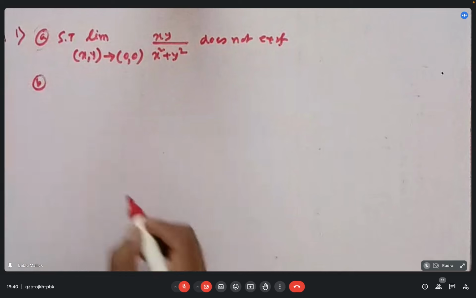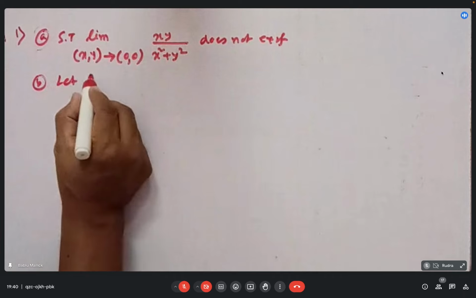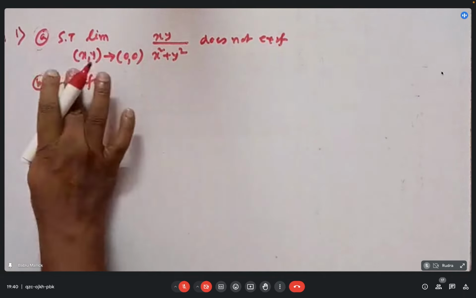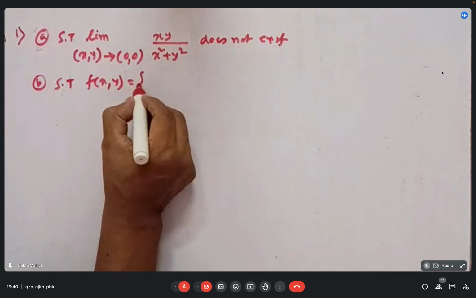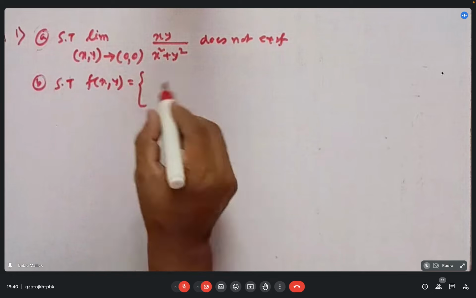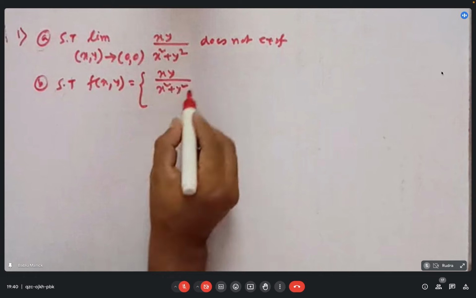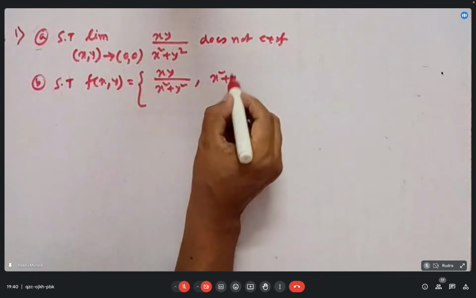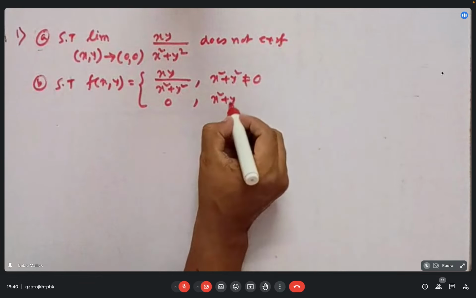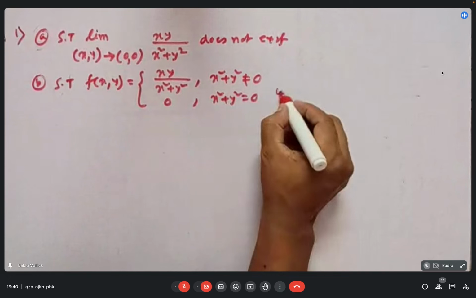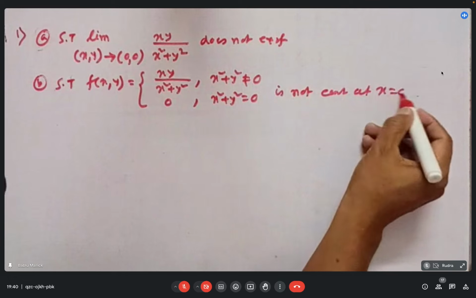Or B, let f of x y be equal to x y by x square plus y square, when x square plus y square is not equal to 0, and it is 0 when x square plus y square is equal to 0. Show that it is not continuous at 0.